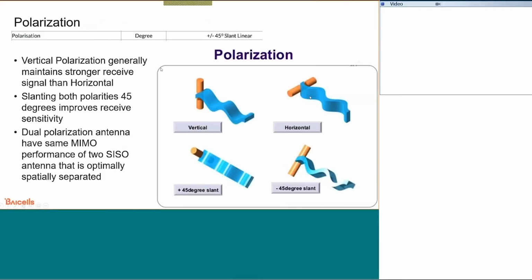So polarization. The diagram on the right shows you a visual of what polarization means. There are vertical polarization and horizontal polarization. They call them cross-polarized. They usually show up as 45 degrees. I prefer cross-pole antennas because from a theoretical standpoint, they have the same MIMO performance as spacing your antennas 2 to 7 wavelengths apart.